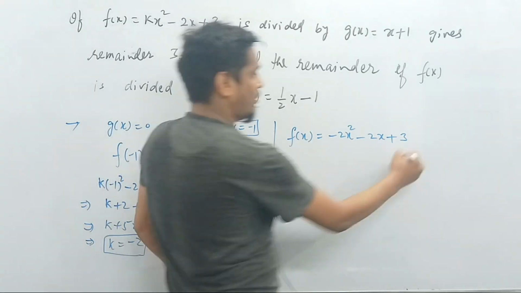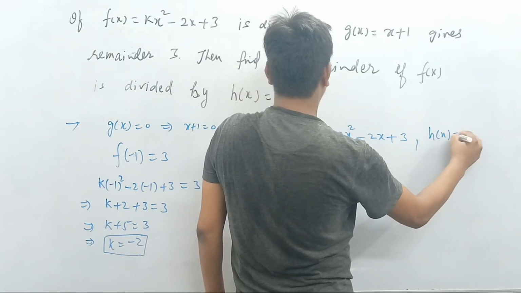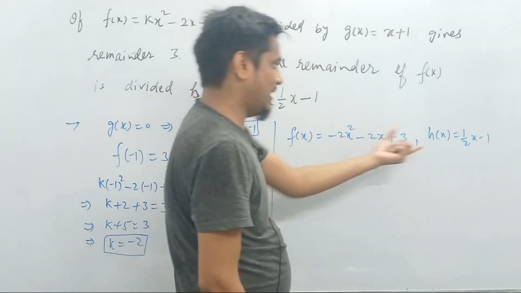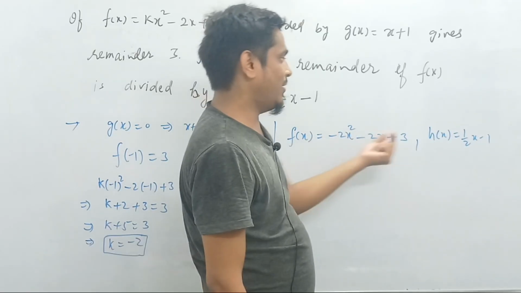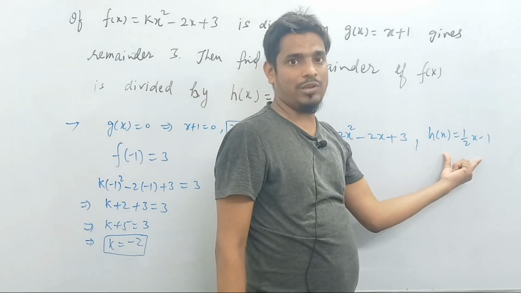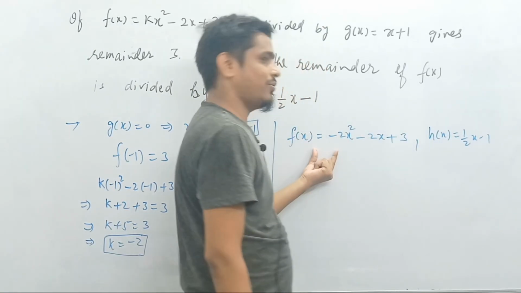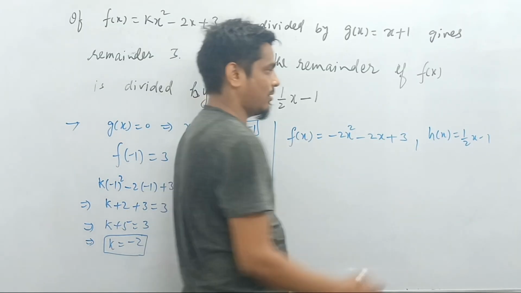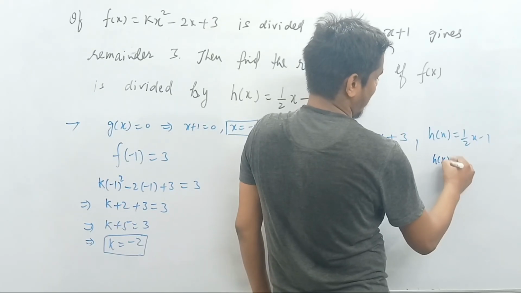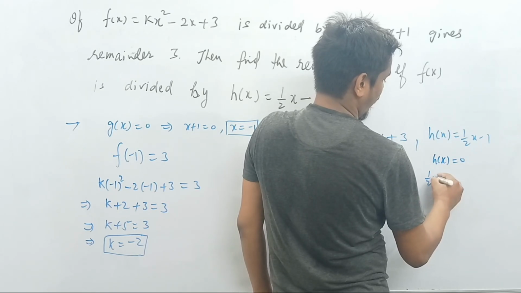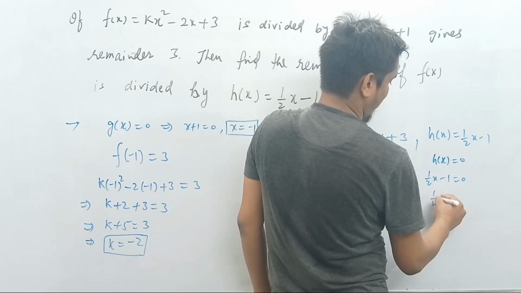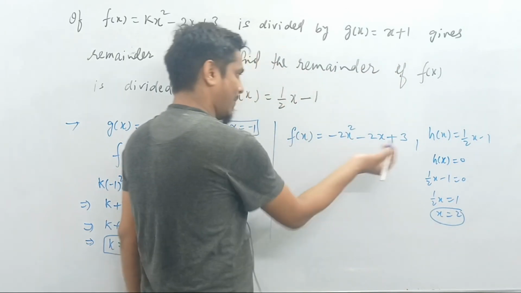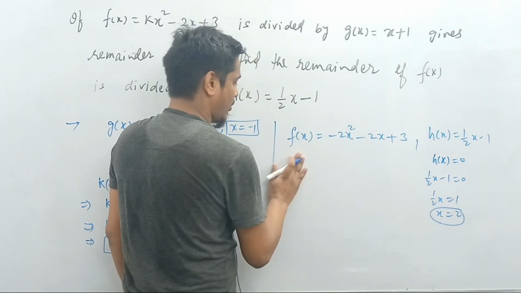Now this time it is going to be divided by h(x), which is 1 by 2 times x minus 1. To find the remainder, we find the value of x by setting this equal to 0. That value of x substituted in the given polynomial f(x) will give us the remainder. So when h(x) is 0, 1 by 2 x minus 1 is 0, which means 1 by 2 x is equal to 1, so x is equal to 2. The remainder in this case is f(2), the required remainder.